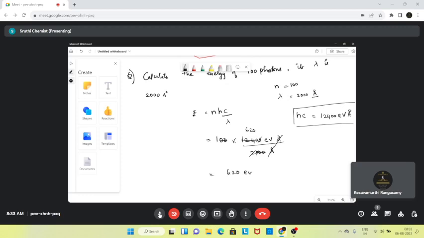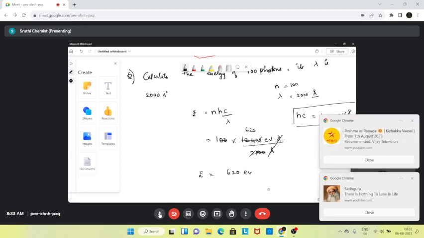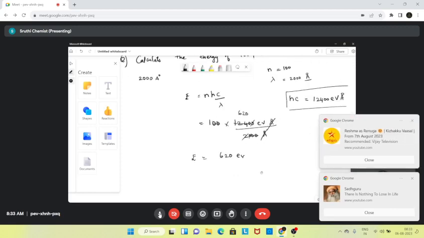So for example, if they are asking the energy in joules, how can we convert? I'm multiplying by 1.6 into 10 to the power minus 19 joules. Superb. So 1 electron volt is equal to 1.6 into 10 to the power of minus 19 joule. So just simply multiply by 1.6 into 10 to the power of minus 19, and you will get the answer. That's all. Very simple. The final answer you just do it.